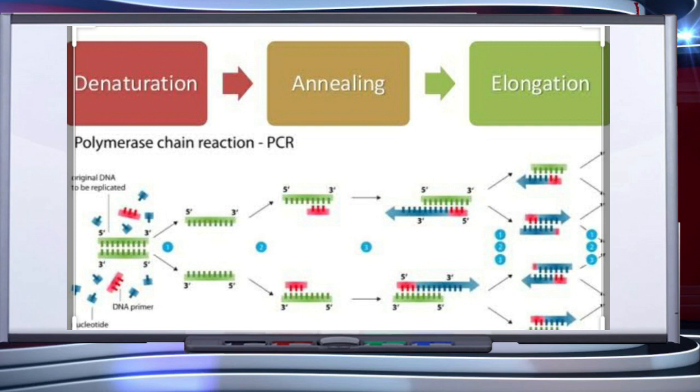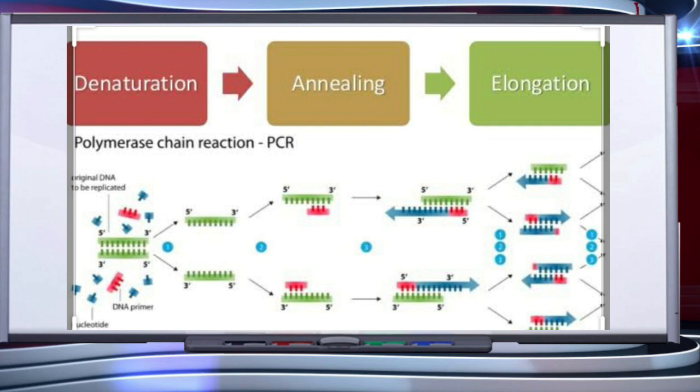Now this slide shows the steps in PCR, that is, polymerase chain reaction. Number 1, denaturation. It is the denaturation of double-stranded DNA. It is carried out by applying a high temperature of 95 degrees Celsius for 15 seconds. Each separated single strand acts as a template for DNA synthesis.